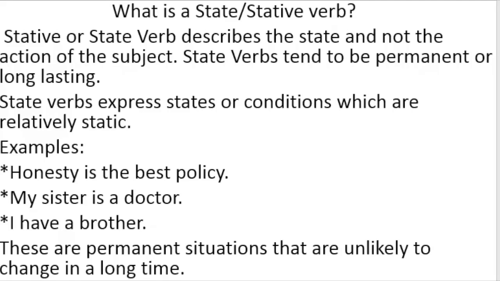Example, honesty is the best policy. Yeah, it's forever. My sister is a doctor. Even that's forever. I have a brother. Forever. So these are permanent situations that are unlikely to change for a long time. Yes, of course. If he's a brother, he's my brother forever. That is static, right? So the stative verbs tend to be permanent.